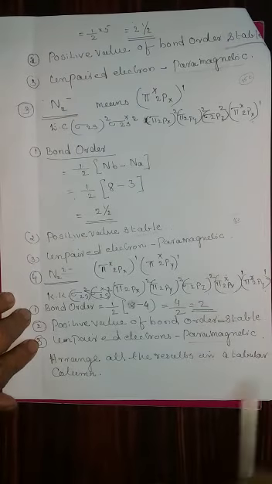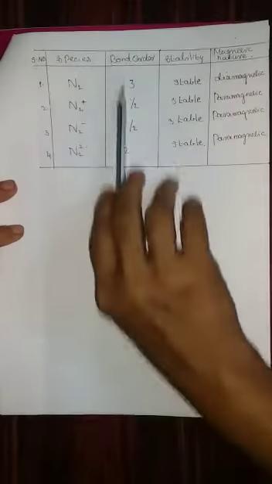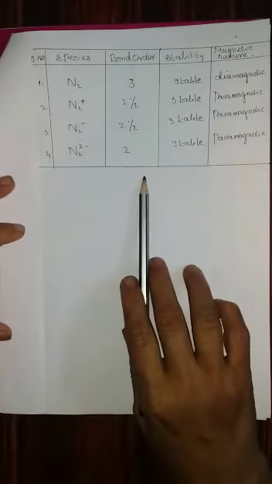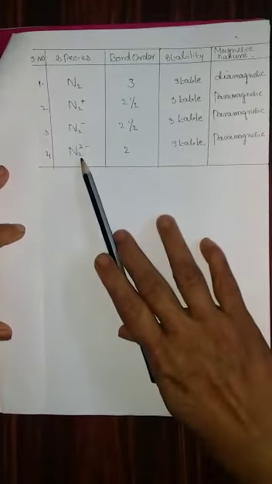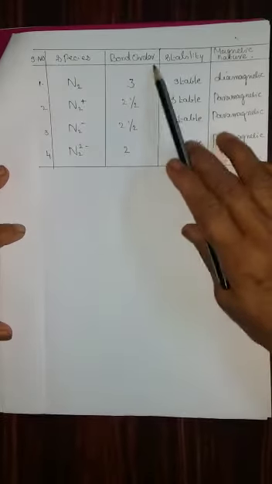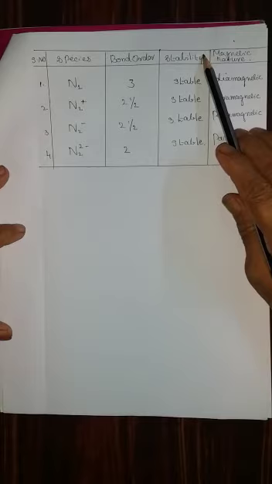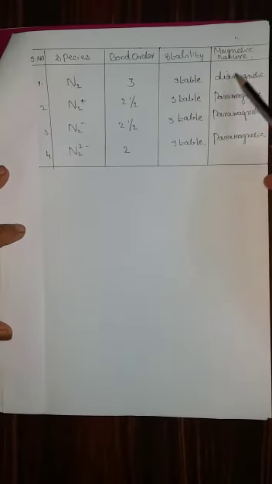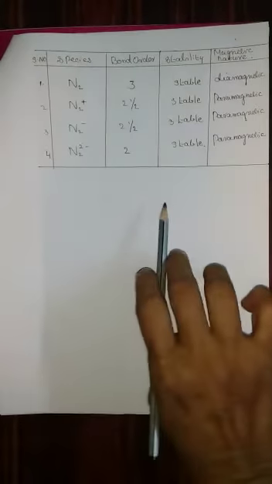Arrange all the results in a tabular column for the public examination or any examination, because the marks are given for the table and the way it is determined. Columns like this: the species N2, N2 plus, N2 minus, N2 2 minus. Bond order 3, 2.5, 2.5, 2. Stability, all are stable. And diamagnetic, paramagnetic, paramagnetic and paramagnetic. This is the way that you have to write.